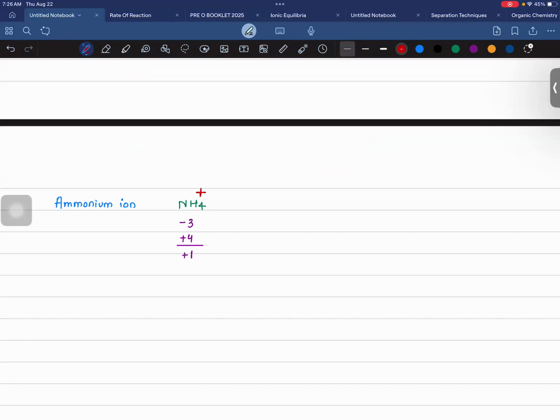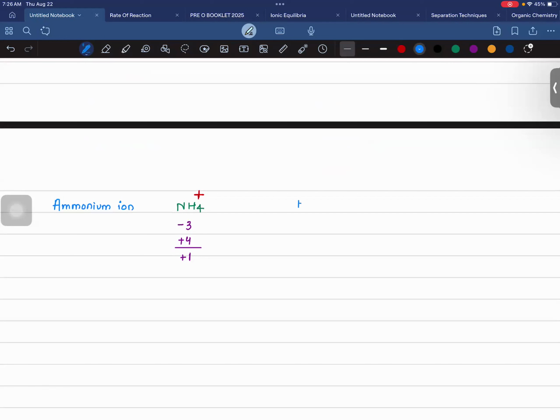Okay. Can you tell me what is the charge on hydronium ion? You know the formula for hydronium ion is H3O. What is the charge on hydronium ion? Easy, same thing. Plus 1 or minus 1? Plus 1. Hafsa is saying plus 1. Okay.